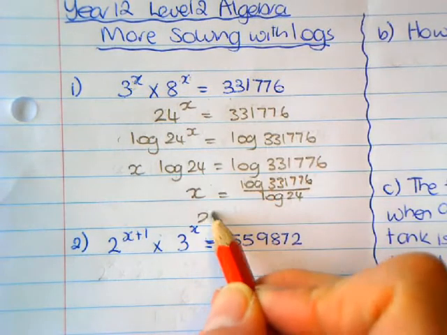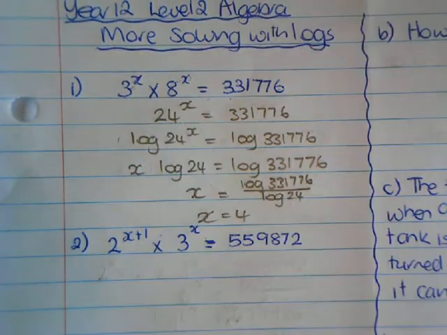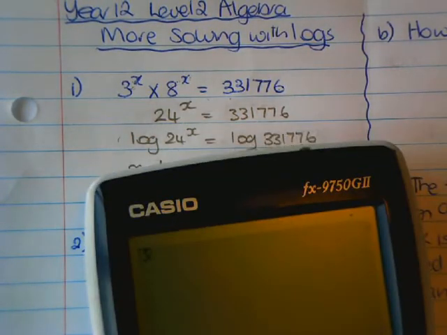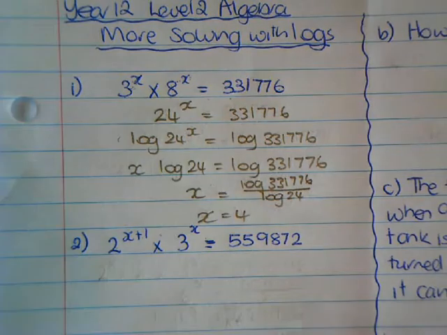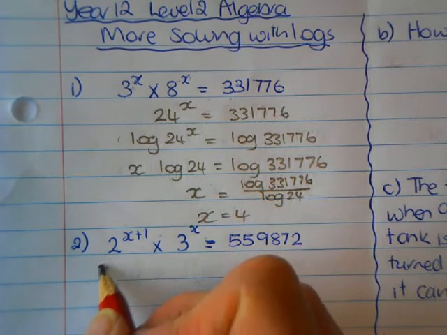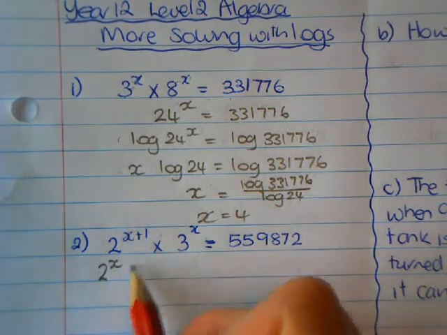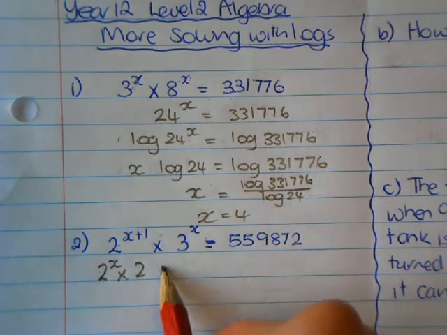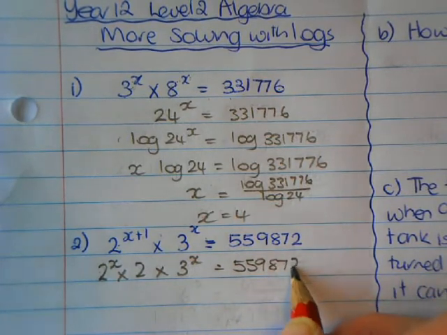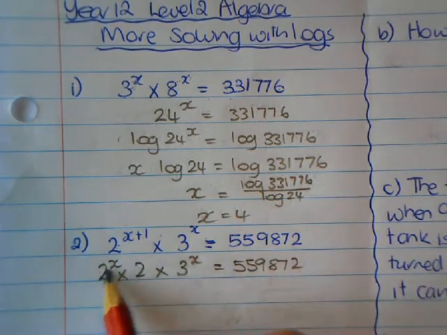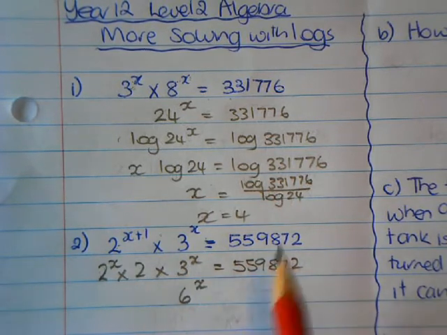And we can check that because if we put 4 back in here, it's 3 to the 4 times 8 to the 4 equals 331,776. The next question looks a little bit more complicated, but if we just do one change, we do log 2 to the power of x times 2 to the power of 1, which is 2, times 3 to the x, giving us 559,872. And then these two combined, seeing they've got the same power, can be 6 to the power of x.